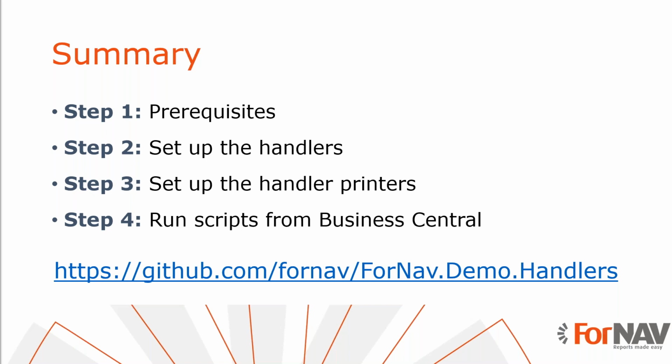Finally, we were able to run scripts from our Business Central code. We could simply call the create package function in the 4nav direct print queue to start our scripts. Of course, you can find all of the demo code that I used today in our GitHub repository, so please check that out. That contains the script handlers and all of the code to run the scripts.